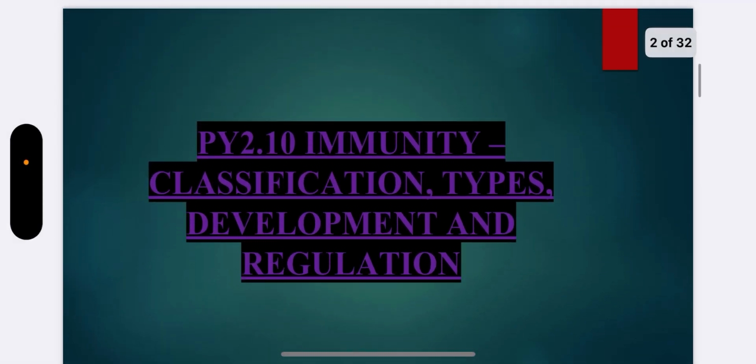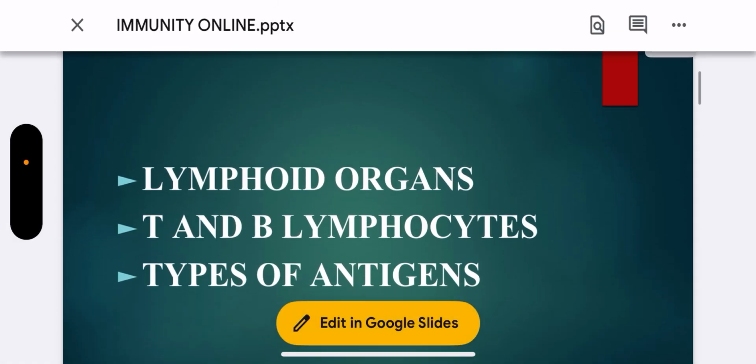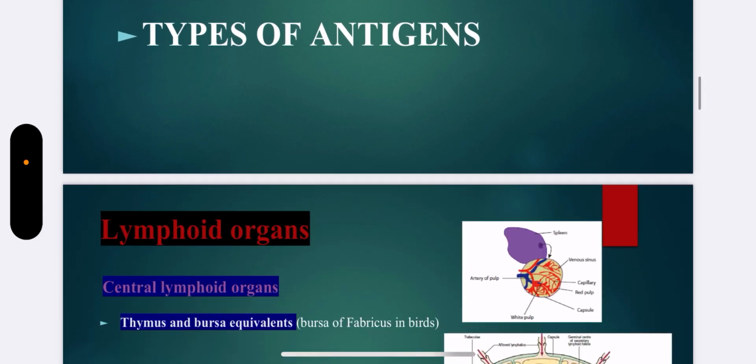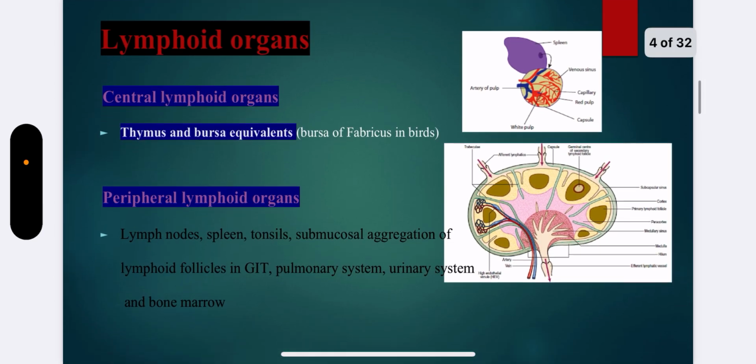We will start with immunity, and in today's lecture we will discuss lymphoid organs, T and B lymphocytes, and types of antigens. So what are lymphoid organs? These are basically classified into central lymphoid organs and peripheral lymphoid organs. Central lymphoid organs are the thymus and bursa of Fabricius equivalents. From the bone marrow, the lymphocyte precursors migrate to these lymphoid organs and they undergo processing.